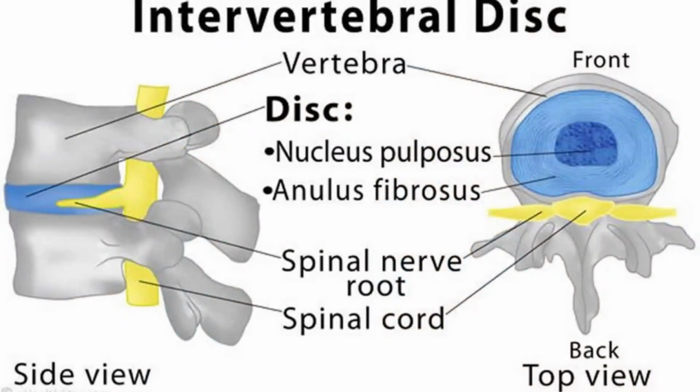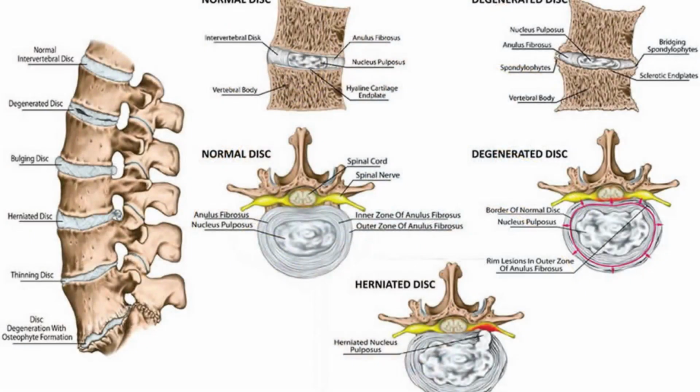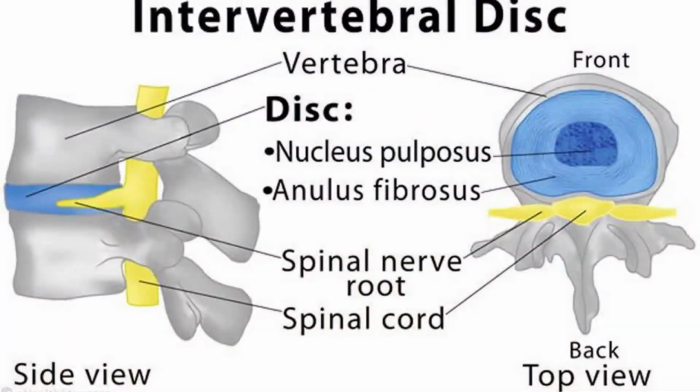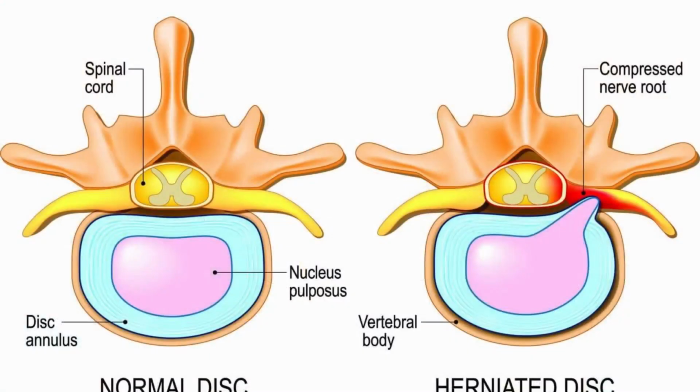Now let's talk about the spinal discs. The intervertebral discs between the vertebrae act as shock absorbers, cushioning the spine and reducing the impact of movements such as walking, running, and jumping. These discs are composed of a gel-like center, nucleus pulposus, surrounded by a fibrous outer layer, annulus fibrosus.